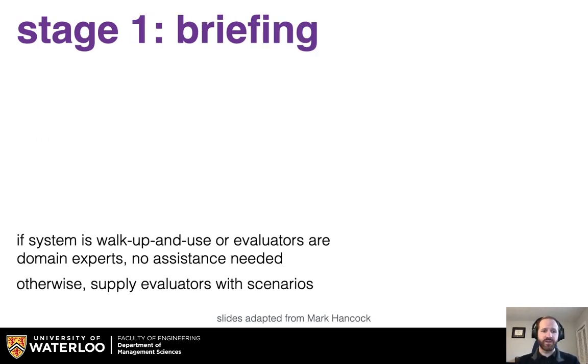So in stage 1, briefing, if the system is walk up and use, like if you want it to be a kiosk at a mall or something, or the evaluators are already domain experts, they already know how to use this interface, you don't need to provide assistance. You just kind of hand them the interface and let them go through it. Otherwise, you want to provide evaluators with scenarios, something that gives them an idea of what it is they're trying to accomplish, and then they go through and use the interface to do that.